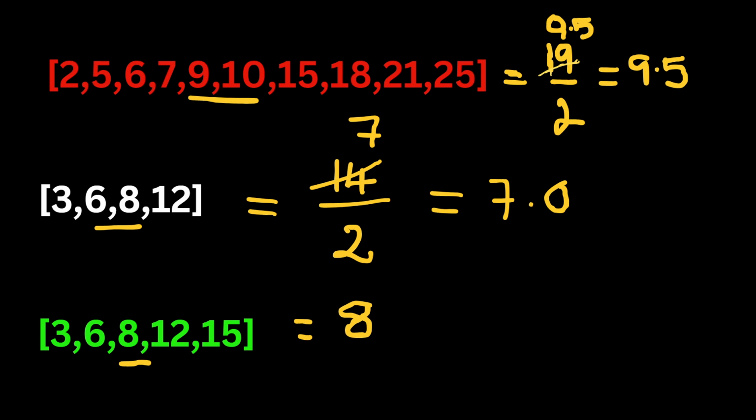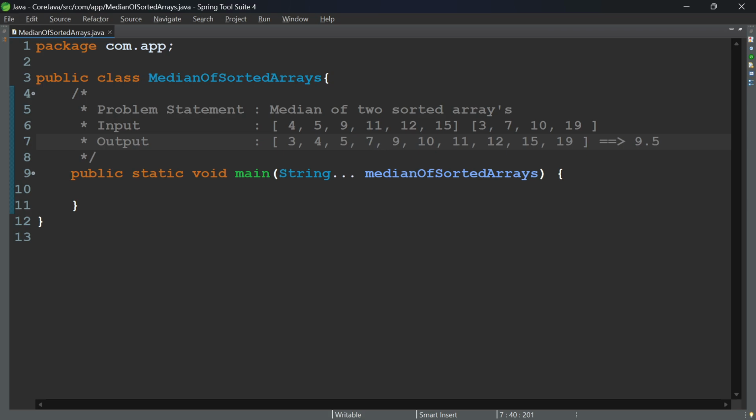In the second case the array length is 4. Here also it is an even number, so 6 plus 8 divided by 2, and we get exactly 7. In the third case the array length is an odd number, the array has 5 elements, so the median will be the middle element, that is 8. Now let me try to build the logic for this problem.